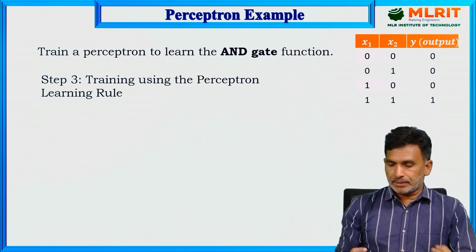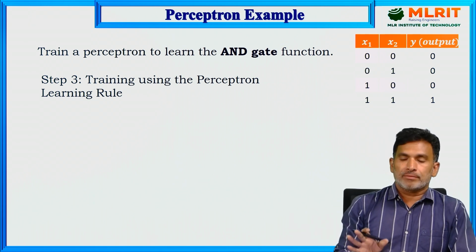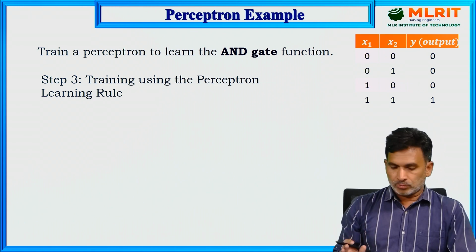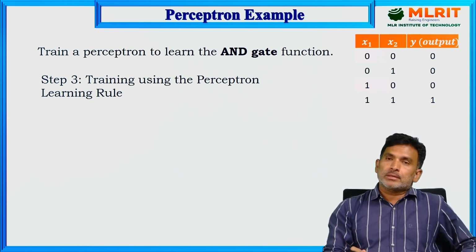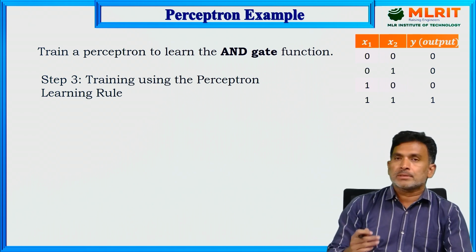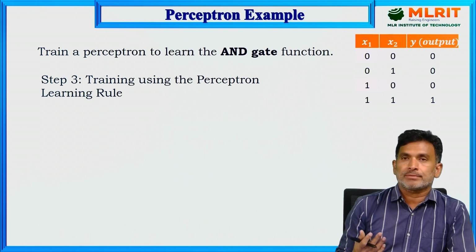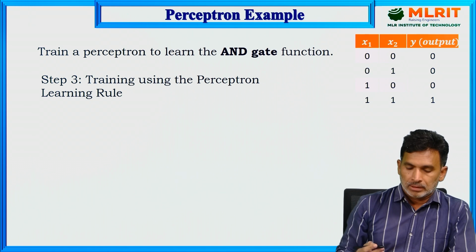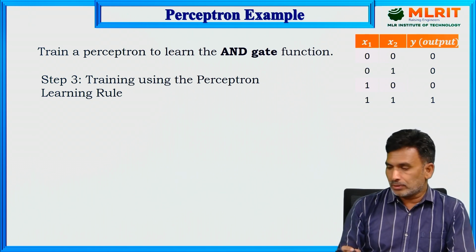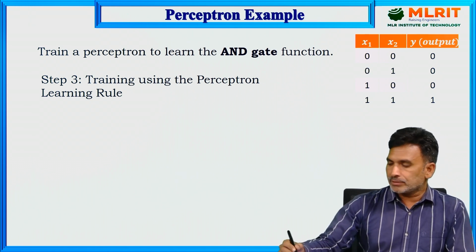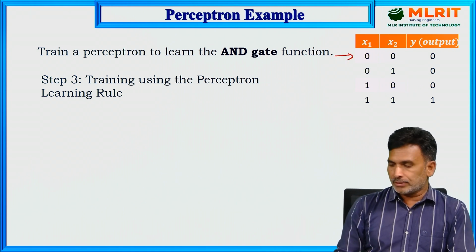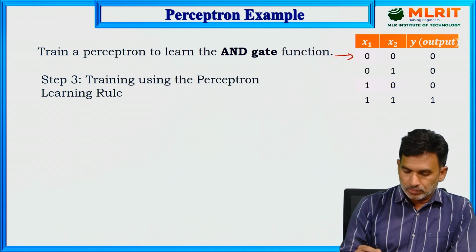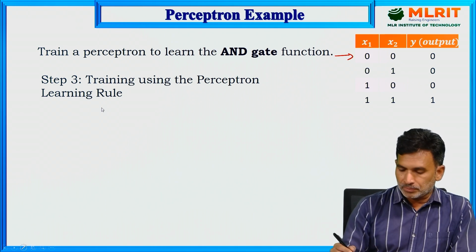So let us apply this. The first step is the model equation, that is the nonlinear activation function, the second step is initialization of the bias and weight parameters, and the third step is training using the Perceptron learning rule. Now let us take the first instance: the inputs x1 and x2 are 0, and the output is 0. Now we have to substitute these values.